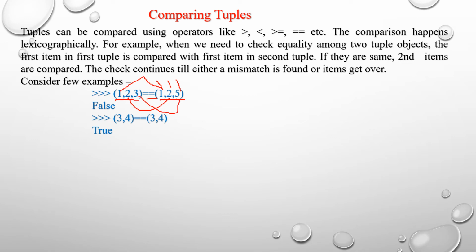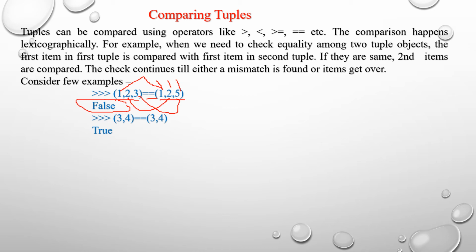So at the end, the Python interpreter will give a Boolean output. The output is False here, because 3 is not equal to 5, so the third item is mismatching. That's why the interpreter will give the False result.